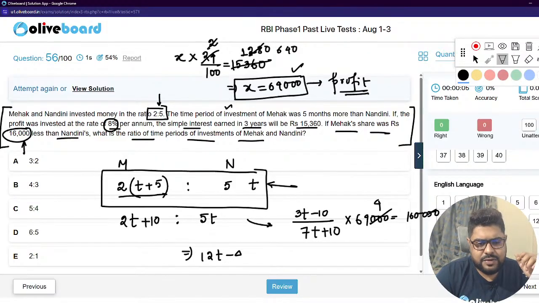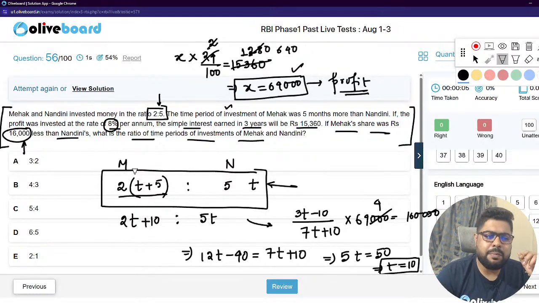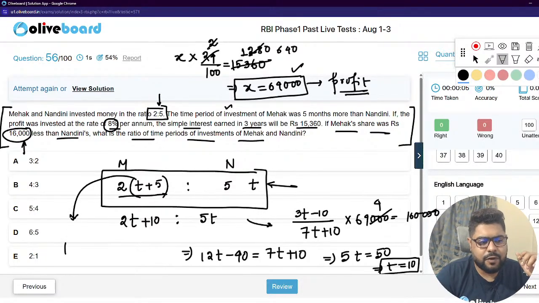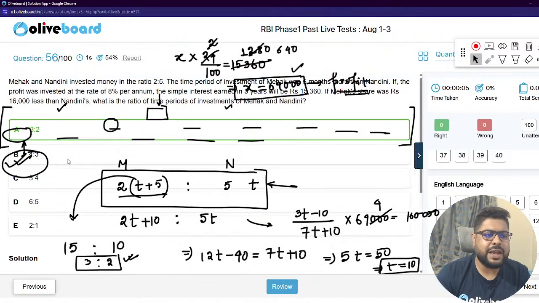12t minus 40, 7t plus 10. So that means 5t is equal to 50, t is equal to 10, sir. That means Mehak had invested for 15 months and the other partner Nandini was invested for 10 months. So the ratio of investment was 3:2. So option A is the correct answer. That was their ask. So option A is your correct answer, sir.